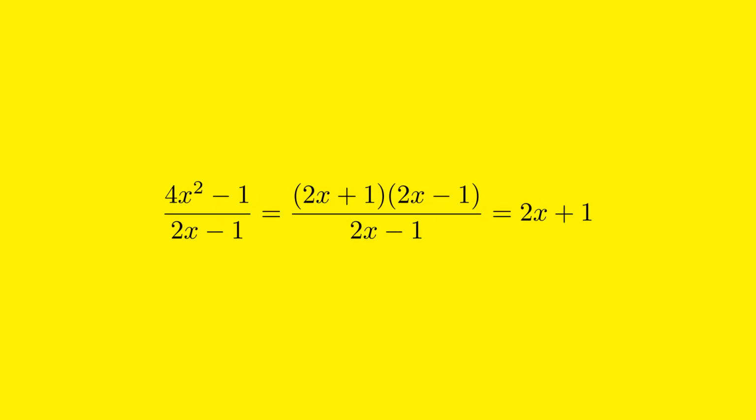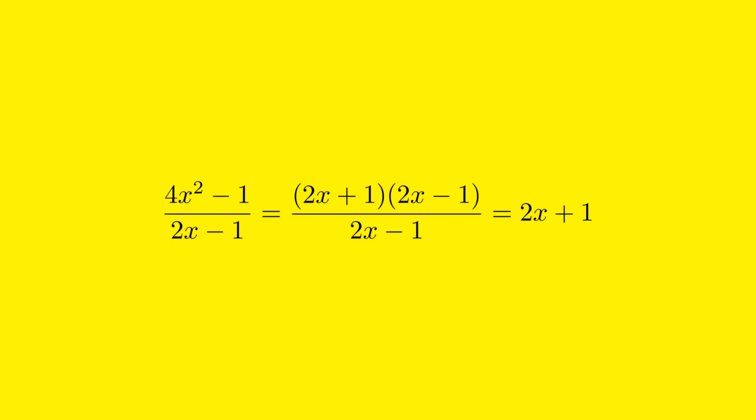Step 2. In this step, we simplify the rational expression by examining both the numerator and the denominator to determine if they share any common factors that can be cancelled out. We already factored the numerator 4x squared minus 1 into 2x plus 1 times 2x minus 1 in step 1. Now, let's take a look at the denominator, which is 2x minus 1. Notice that 2x minus 1 appears in both the numerator and the denominator.